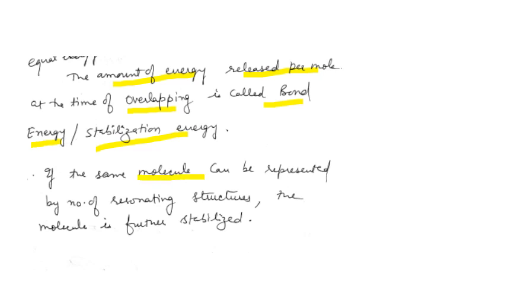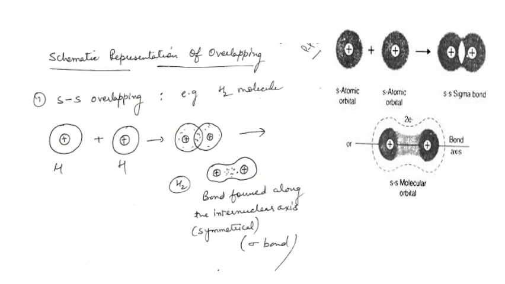If the same molecule can be represented by a number of resonating structures, it is stabilized by the resonating structures, like we know that benzene is stabilized by 5 resonating structures. Then the molecule is further stabilized. If it has more structures to stabilize it, its energy and its stabilization are also higher, VBT says. VBT says that atomic orbitals undergo overlapping, which is responsible for the bond formation.